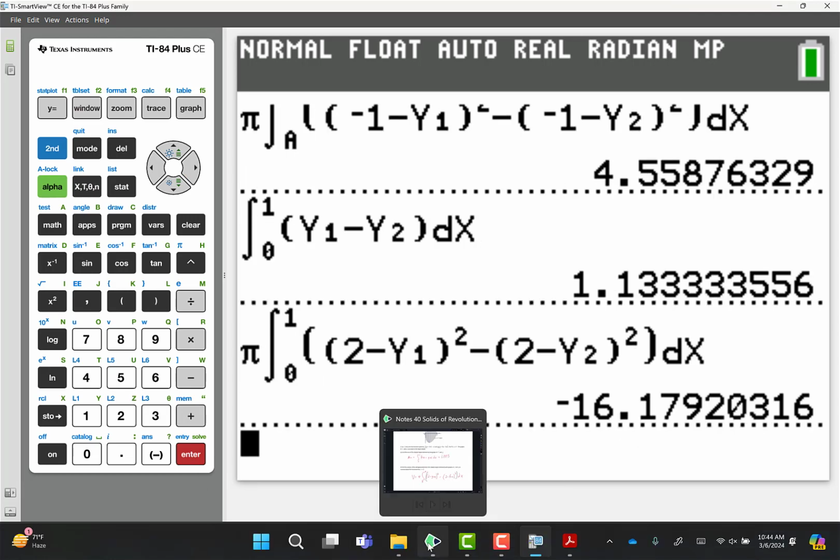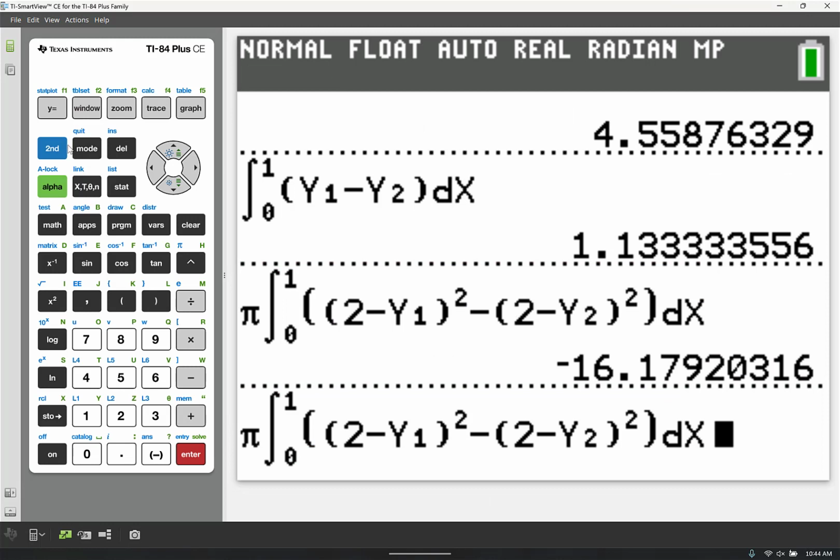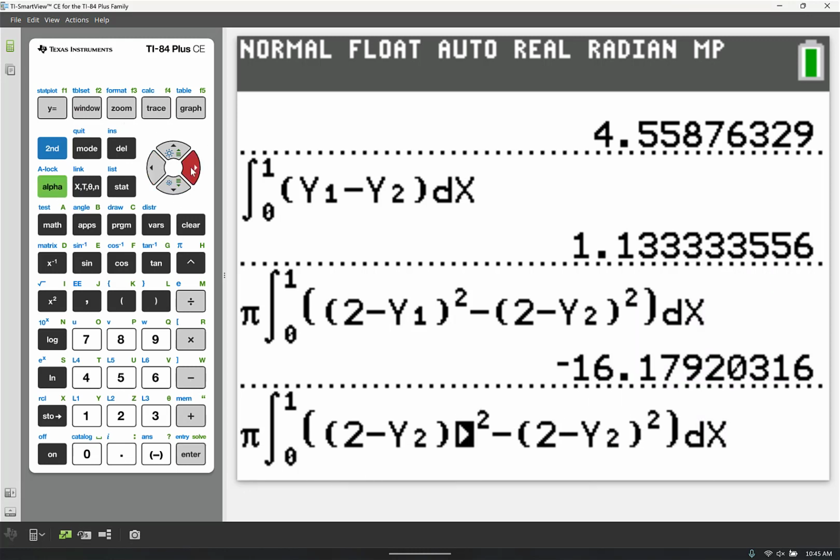Oh man, I messed up somewhere. Because you put 2 minus y1, it's supposed to be 2 minus y2. Yeah, make sure you don't get negatives. I couldn't remember what I put on what. Thank you, Guerrero.